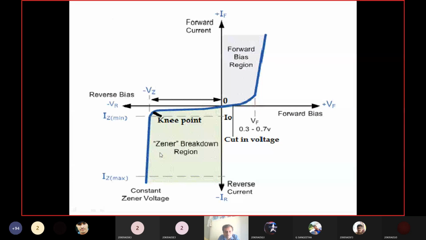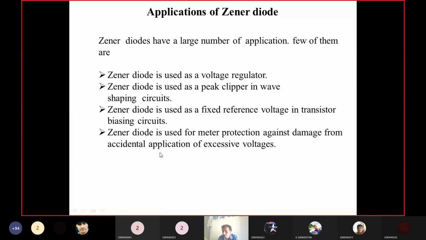Now, applications of Zener diode. Some applications of Zener diode we will discuss here. Zener diode has a large number of applications, and a few of them we will discuss here. Zener diode is used as a voltage regulator. Just now we discussed how it works as a regulator: if you increase the external voltage, the Zener voltage does not increase. That's why it is used as a voltage regulator.